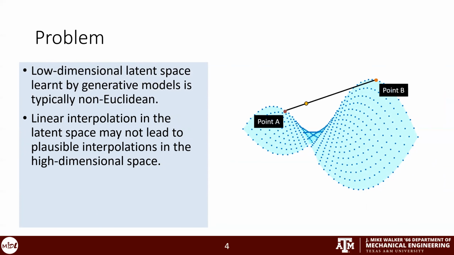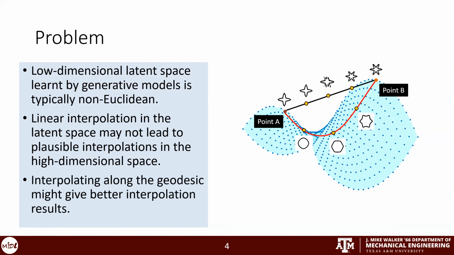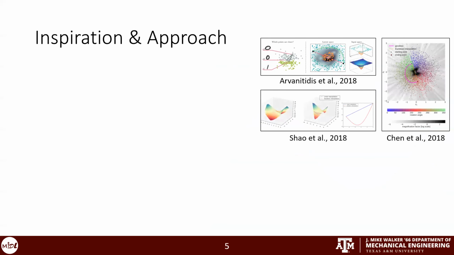For instance, if we linearly interpolate between points A and B in the shown example, we get interpolants that aren't close to the data distribution. However, if we interpolate along the geodesic between these points, we might get interpolants that better respect the data distribution. Prior works also talk about this problem and offer solutions by treating the latent space as a Riemannian manifold, and then offering different ways to compute the geodesic along the manifold.